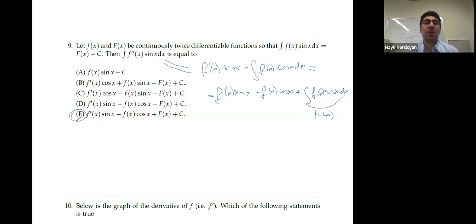Yeah, the answer is E. So what we did to get this answer, we applied integration by parts twice. f double prime is the derivative of f prime, and f prime is the derivative of f. Questions?